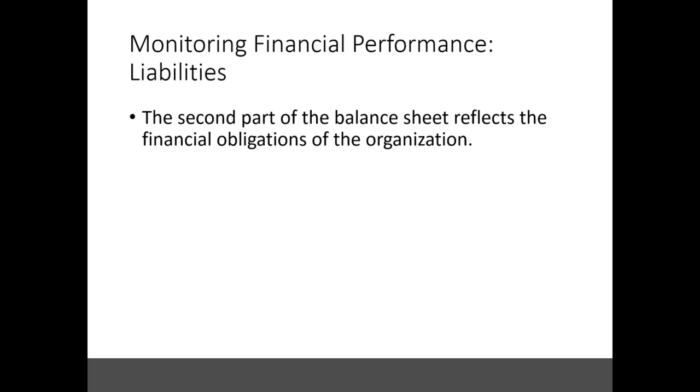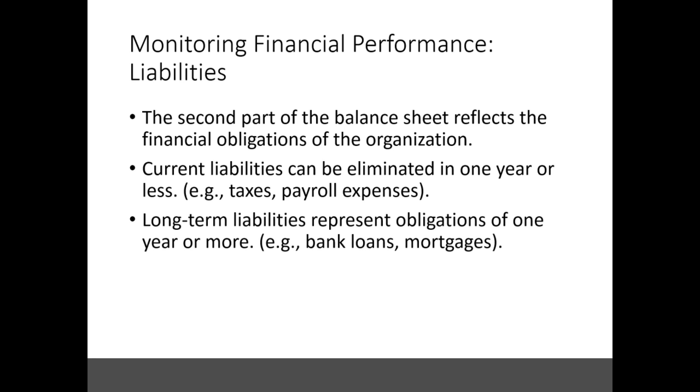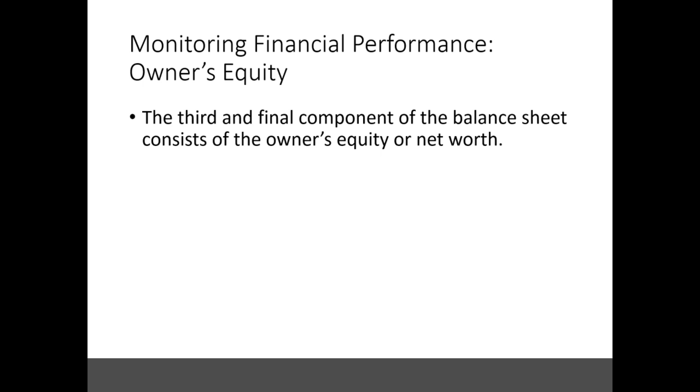So the other part of the balance sheet reflects the financial obligations of the organization. Those are liabilities. Current liabilities can be eliminated in one year or less, like you've got to pay your taxes, your payroll expenses. Then your long-term liabilities represent obligations of one year or more. You might have a three-year bank note. You might have a mortgage, those types of things. So those are longer-term liabilities.